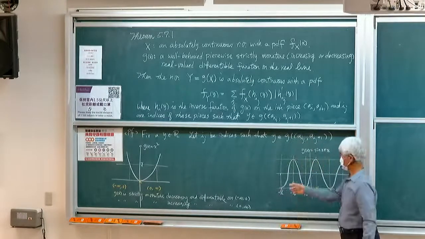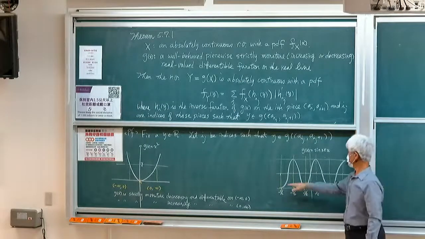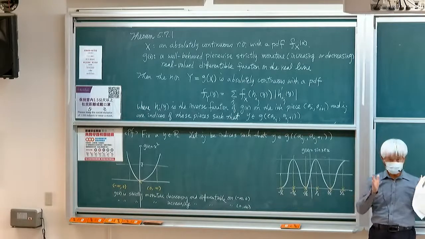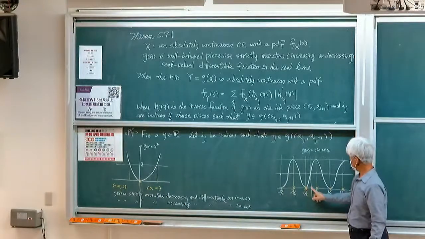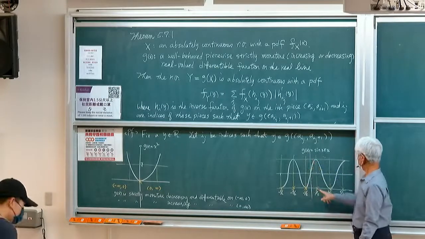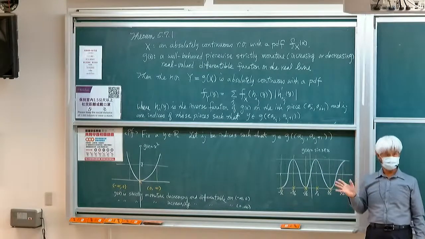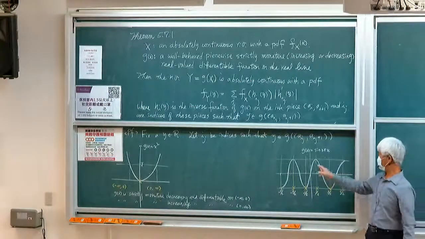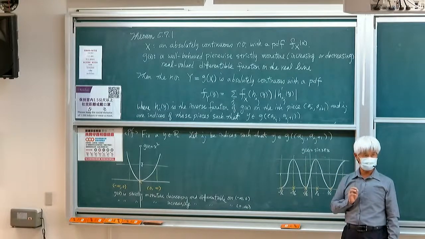Okay, so you have infinitely many pieces. So you should divide the whole real line into infinitely many pieces, and each piece has length equal to 1. In this piece, the sine function is monotone increasing, and in this piece is monotone decreasing, monotone increasing, monotone decreasing, right? See that? Okay, so this is a very common function you may encounter.